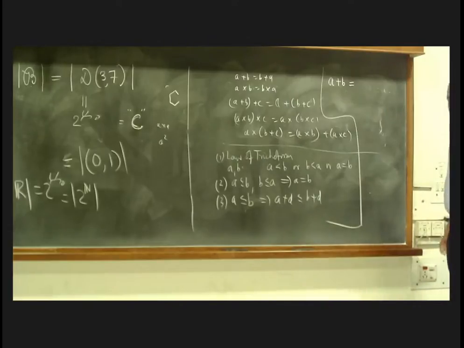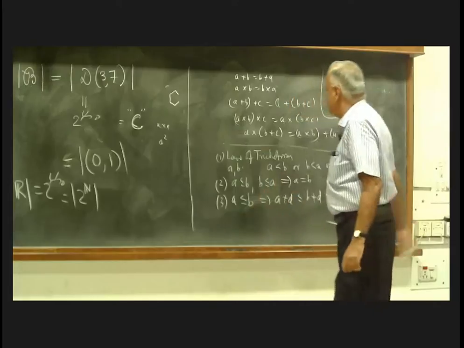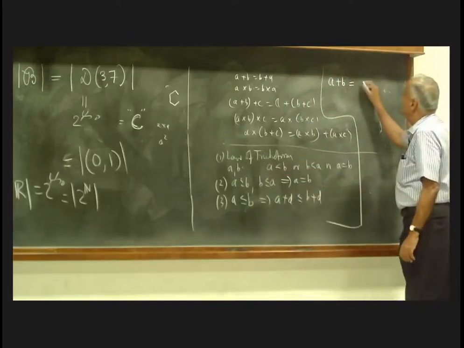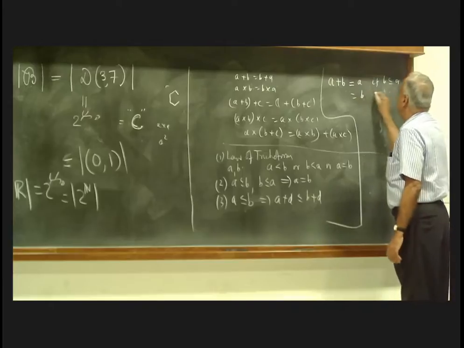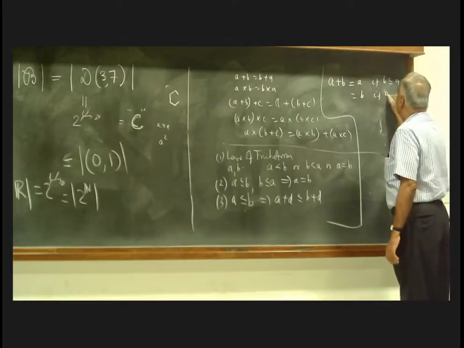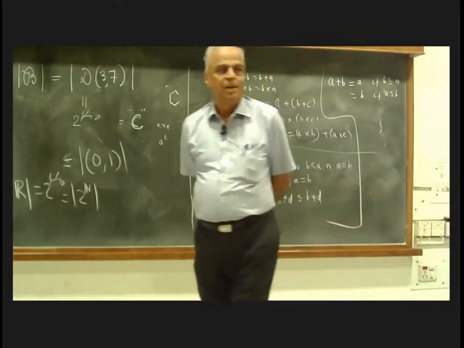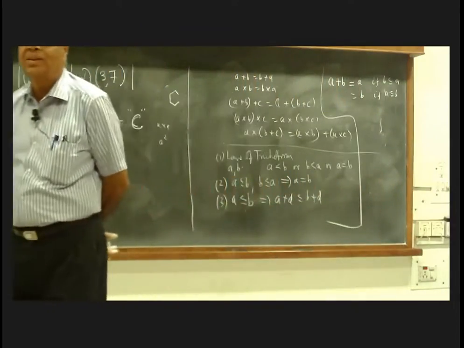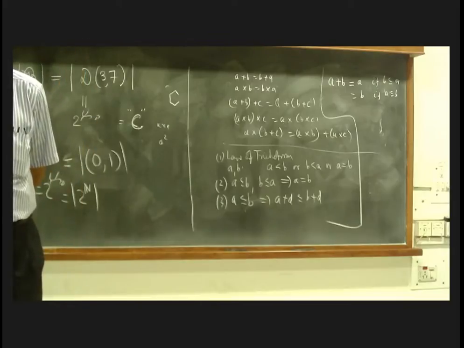Now A plus B. Suppose you are given two cardinals, you fall back on the law of trichotomy. It is A if B is less than or equal to A. It is B if A is less than B. The higher fellow wins always. The larger cardinal wins, and he simply ignores the other fellow's contribution.